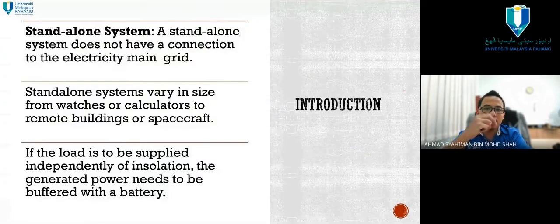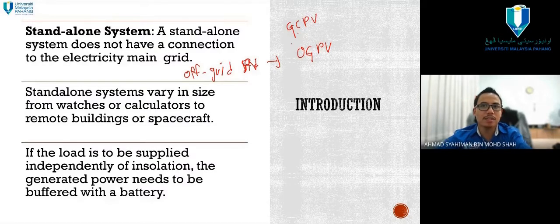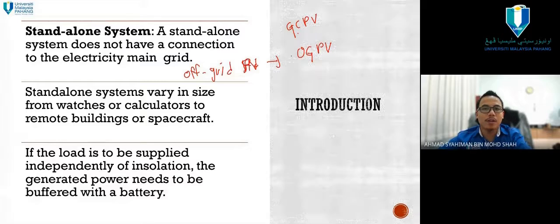Okay, a standalone system does not have a connection to the electricity main grid. Or we call it off-grid as well. We also call it off-grid standalone. Off-grid PV, or it also has a simplified abbreviation, OGPV. If grid connected, we call it GCPV, Grid Connected PV System. For standalone we call it off-grid, so off-grid PV or OGPV.